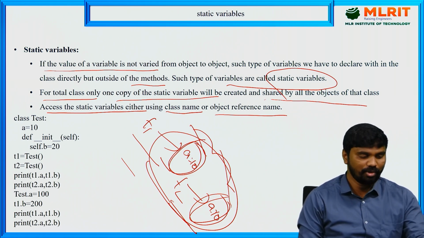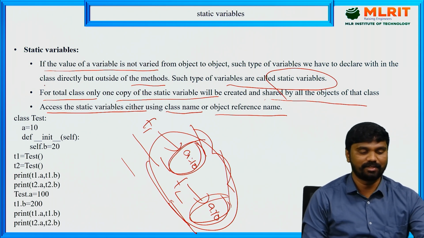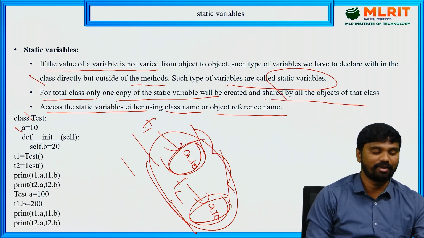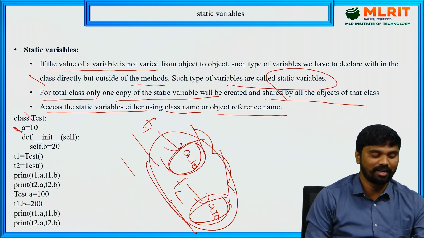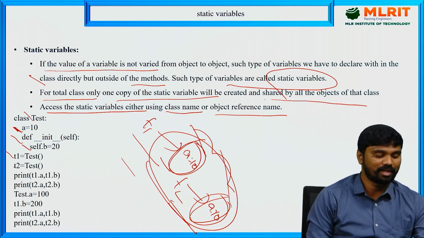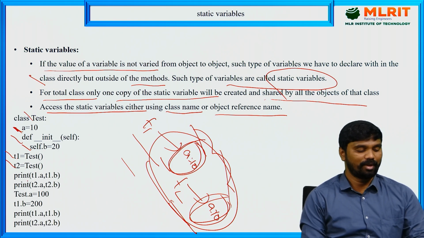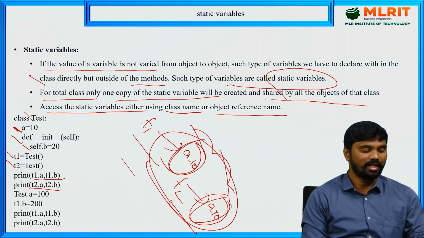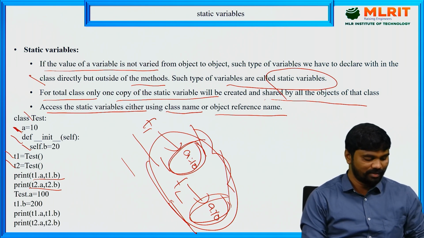Now see an example for this statement. There is a class and this is the static variable. How can we say this is the static variable? Because we declared this variable directly within the class but outside of the constructor. And this is the instance variable. Now two objects are created, T1 and T2. By using T1, first I am going to print the values. Let me see an example.